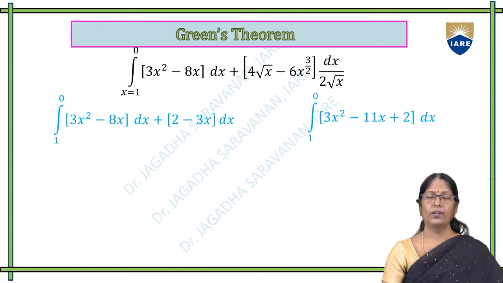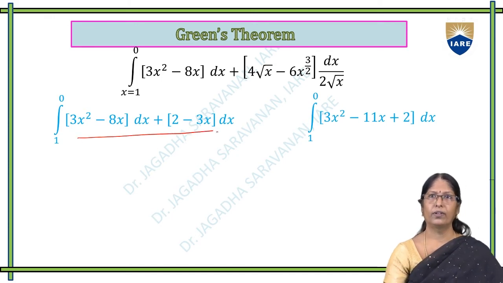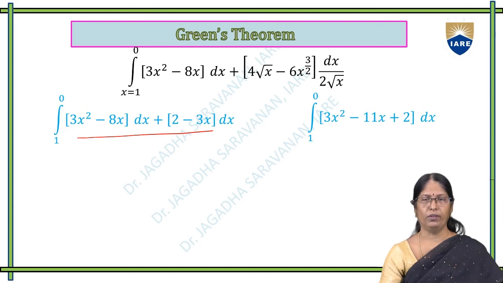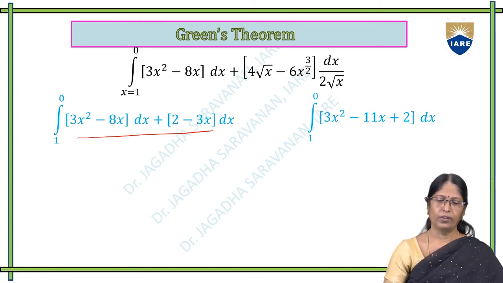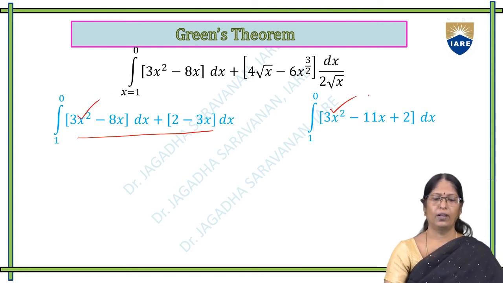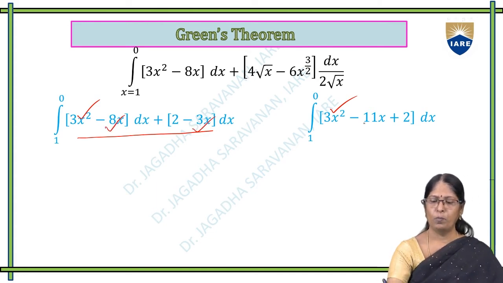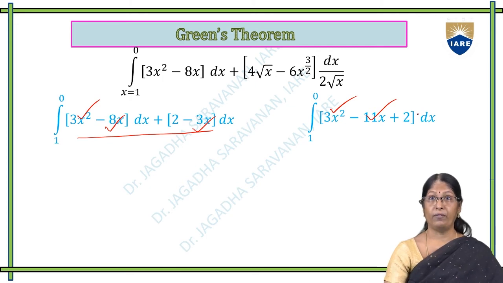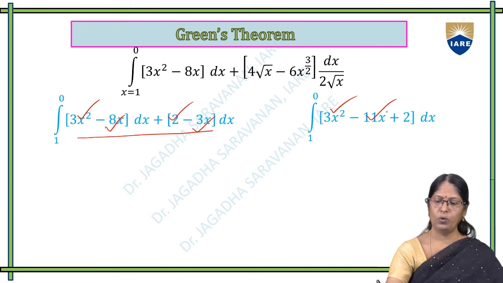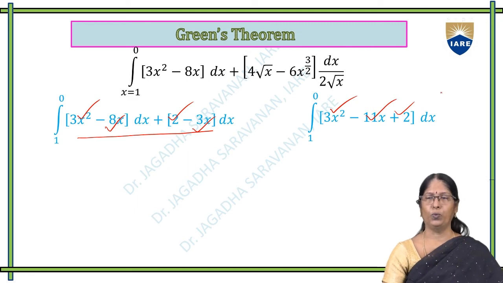Now, this simplification is one direction: we brought our problem from the xy plane into one direction, the x direction. This 3x square stays as it is. Here minus 8x, here minus 3x. Put together, minus 11x plus 2, as it is, plus 2. Now we have to do the integration.